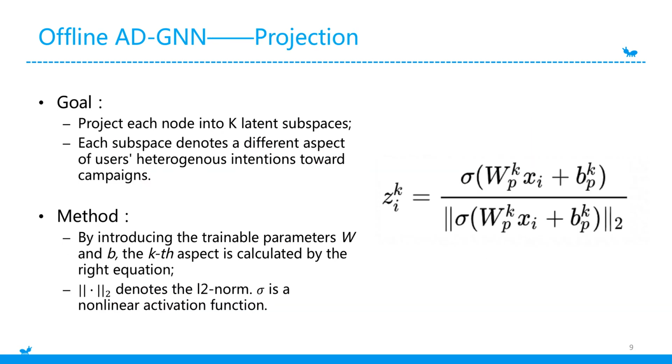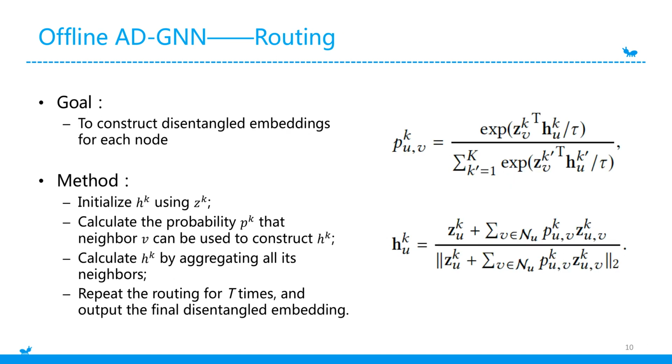Our method first projects each node's feature vector into K different subspaces. We denote the projection in the K-th subspace, or K-th channel, of node i as Z_ik. Here we denote X_i as the raw feature of node i. W and b are parameters that should be learned.